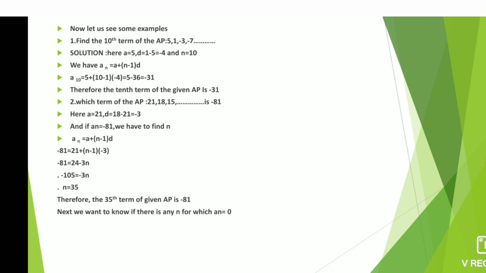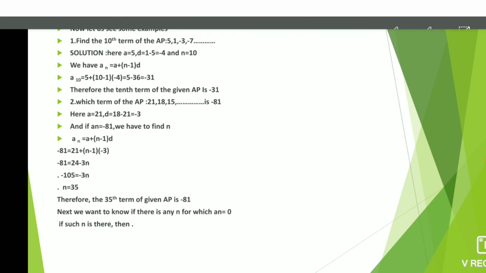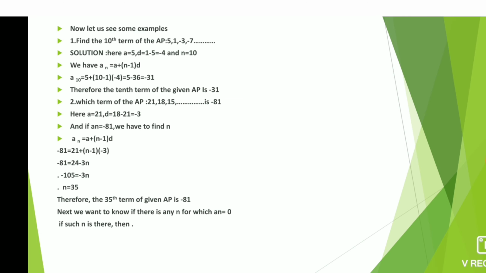Now we want to know if there is any n for which the nth term is equal to 0. If such an n exists, then 21 plus n minus 1 into minus 3 is equal to 0. That is, 3 into n minus 1 is equal to 21. Then n minus 1 is equal to 7. Then n is equal to 8. That means the eighth term is zero.